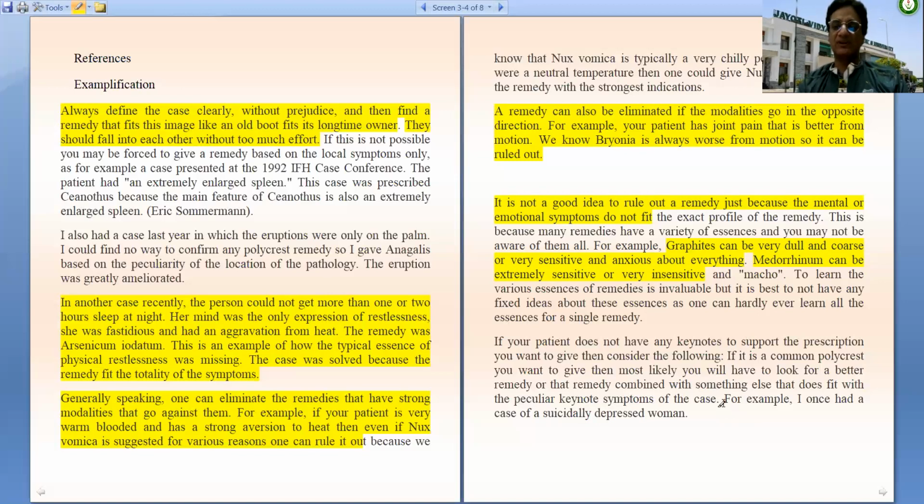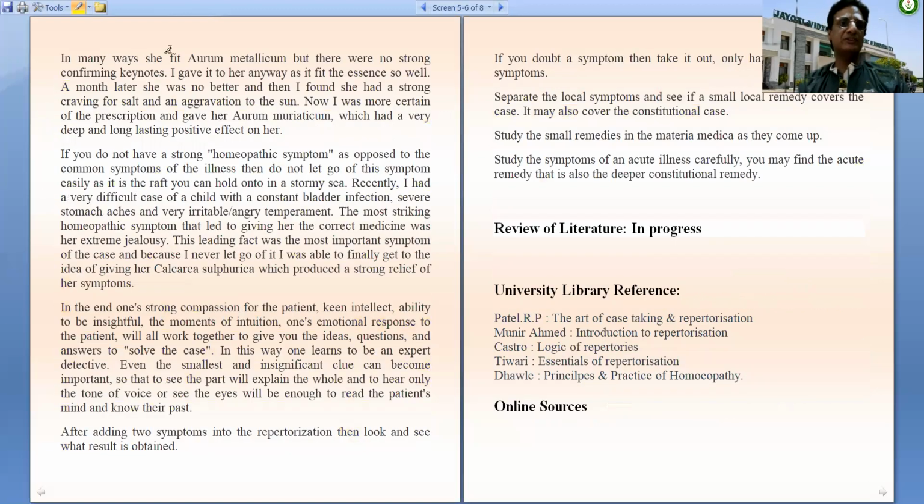Now, for example, once I had a case of a suicidally depressed woman. In many ways, she fit, but there was no strong confirming keynote. I gave it to her anyways, as it fit the essence so well. A month later, she was no better, and then I found she had a strong craving for salt and aggravation from sun. Now I was more certain of the prescription and gave her Aurum Mur this time, which had a very deep, long lasting positive effect on her. So sometimes we have to give medicine on partial totality, and it gives way to complete totality.